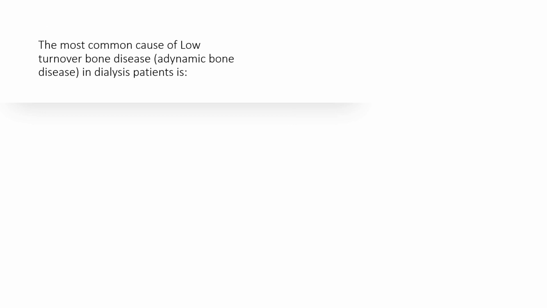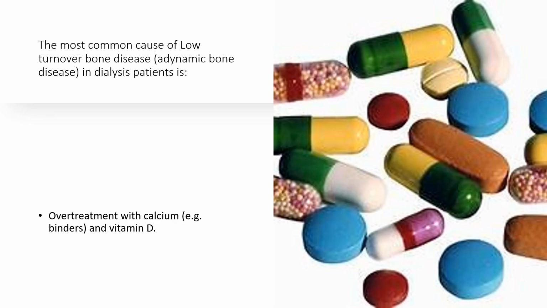Question number 3, the most common cause of low turnover bone or adynamic bone disease in dialysis patients is? That's right, so overtreatment with calcium and vitamin D. So again, we use a lot of calcium-based binders, and we give a lot of vitamin D, and that can suppress the PTH and contribute to adynamic bone disease. Now, you can still have adynamic bone disease independent of medication administration, but we certainly don't want to contribute to the problem.